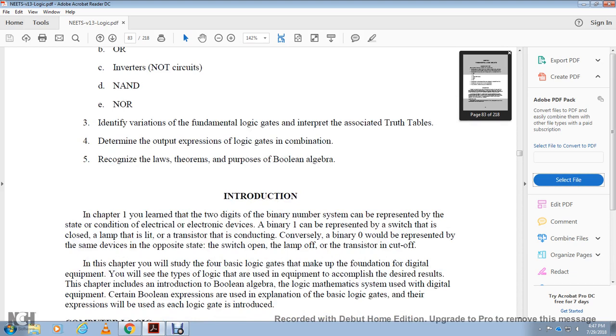Introduction. In Chapter 1, you learned that the two digits of the binary system can be represented by the state or condition of an electrical or electronic device. The binary 1 can be represented by a switch that is closed, a lamp that is lit, or a transistor that is conducting. Conversely, the binary 0 would be represented by the same device in the opposite state: switch open, lamp off, or transistor cut off.